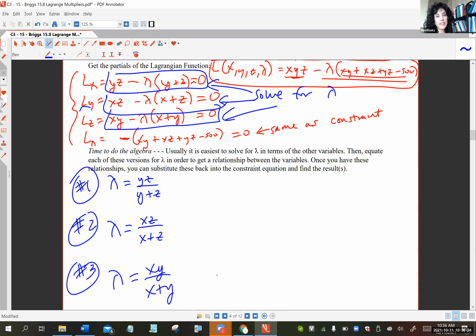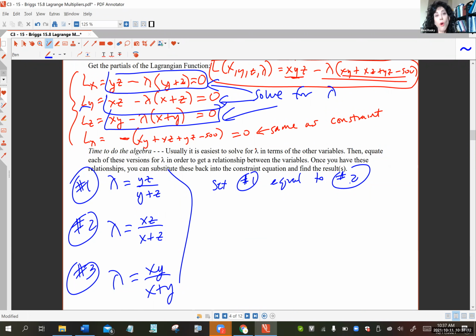Then what? Now, these lambdas have to be equivalent. You can't have one lambda be equal to 7 and the other one equal to -1. They have to be equivalent. So I'm going to set lambda number 1 equal to lambda number 2 and see what happens. I'm going to try to get all of my variables in terms of x. If you have a favorite variable between x, y, and z, then you try to get everybody in terms of that favorite variable. I usually make my favorite variable x, so everybody has to be written in terms of x. That's how I roll.